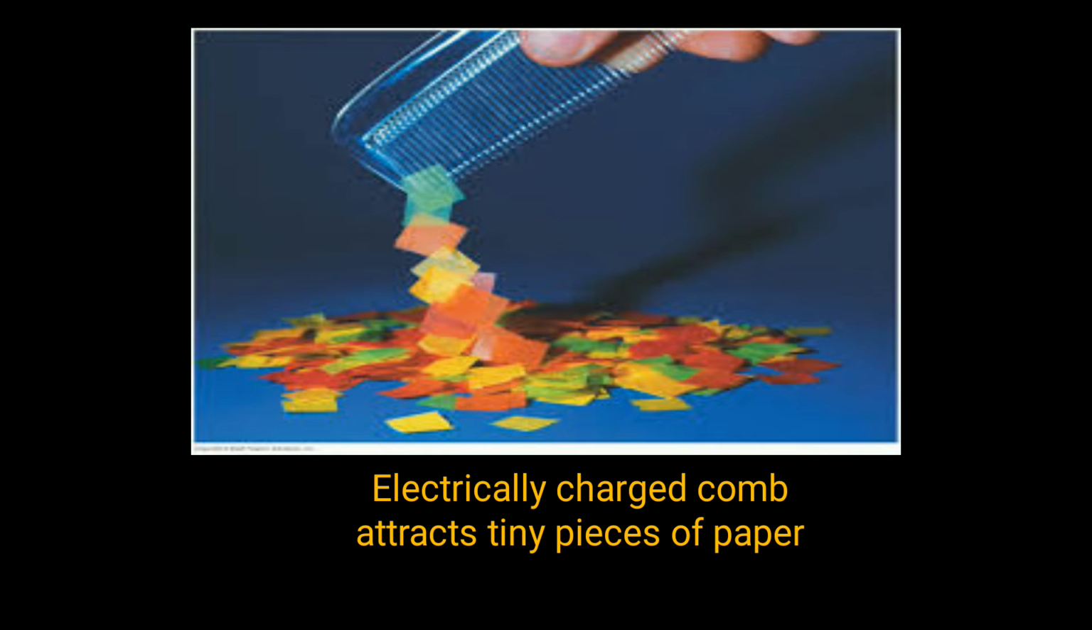Now consider another example. When a plastic comb is rubbed in dry hair, it gets electric charges and exerts an electrostatic force on uncharged tiny pieces of paper and attracts them. The electrostatic force can be exerted by a charged object on another object from a distance. So it is an example of non-contact force.